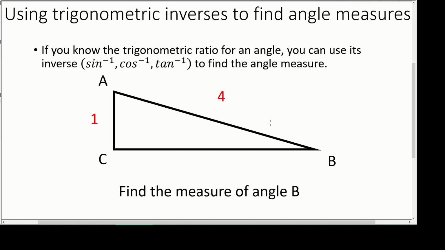Now, what it wants us to do is find the measure of angle B. So I'm going to look at angle B here, and I'm going to look at the information that I have available. Right now, I have the side that is opposite B, and I have the hypotenuse.